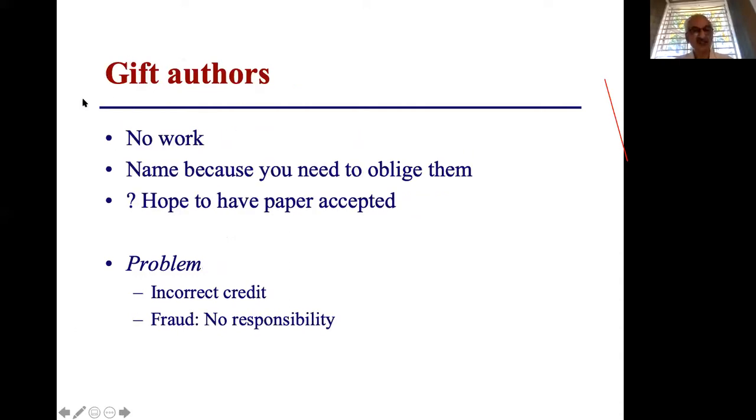And then there are gift authors, and a lot of us are aware of gift authorship, which happens in a lot of institutions and departments in India. And that is something that we should all try and discourage. People who do no work, you name them because you need to oblige them. And sometimes you name them because you feel, if I put down Professor Bhatla's name, it's more likely that the journal editor who recognizes her will accept my paper, and therefore I put down her name as one of the authors. Again, incorrect credit. But more importantly, if the work is fraudulent, then there's nobody willing to take responsibility, and everybody backs out of taking responsibility.